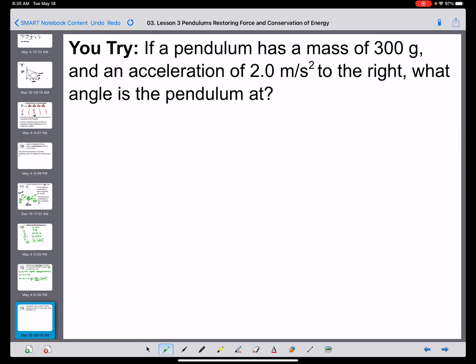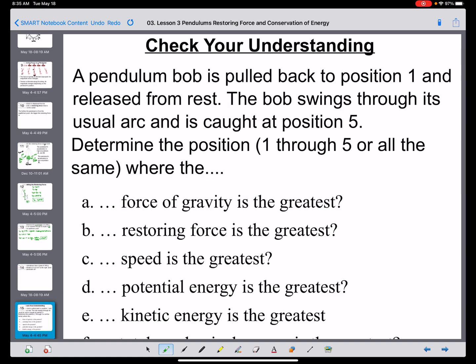Okay, you try this question on your own and then try doing the check your understanding as well. And that's going to be it for part 1 of lesson 3.